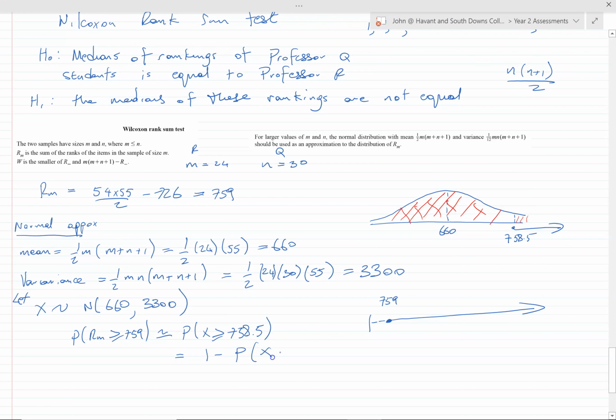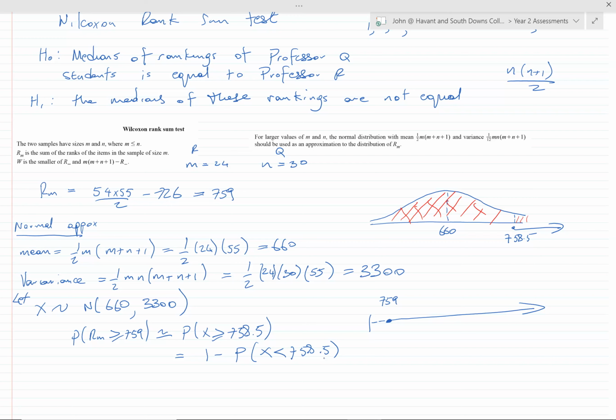So that's X less than 758.5. I've changed the type of inequality here, but I didn't really need to. It's arbitrary because it's continuous. But students tend to like me to be consistent, so that we wouldn't make that mistake if it were discrete, because obviously then it would be important.